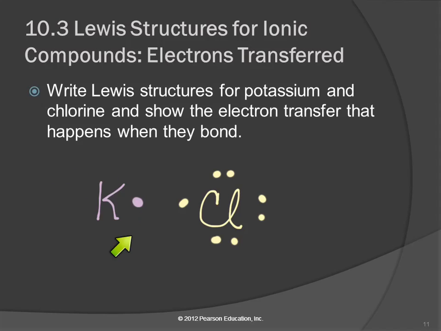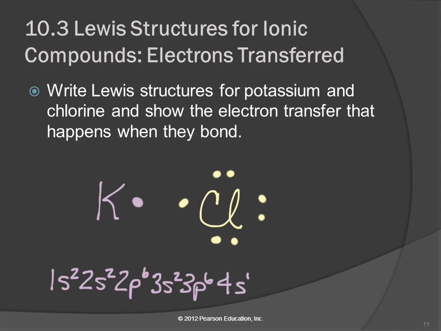If I take that electron away, does that mean it has no electrons? No. That means, here, let's write this out. Let's look at the electron configuration for potassium. 1s2, 2s2, 2p6, 3s2, 3p6, 4s1.